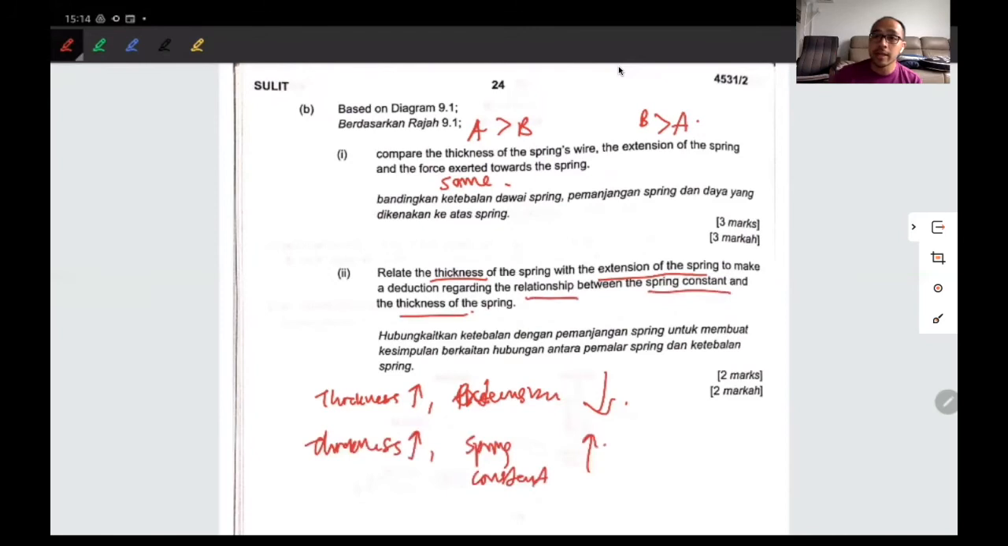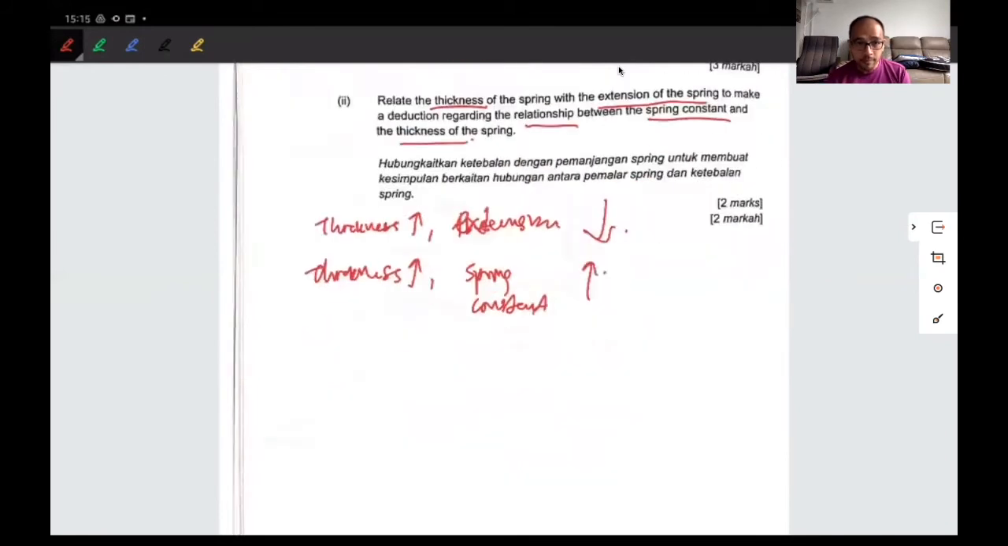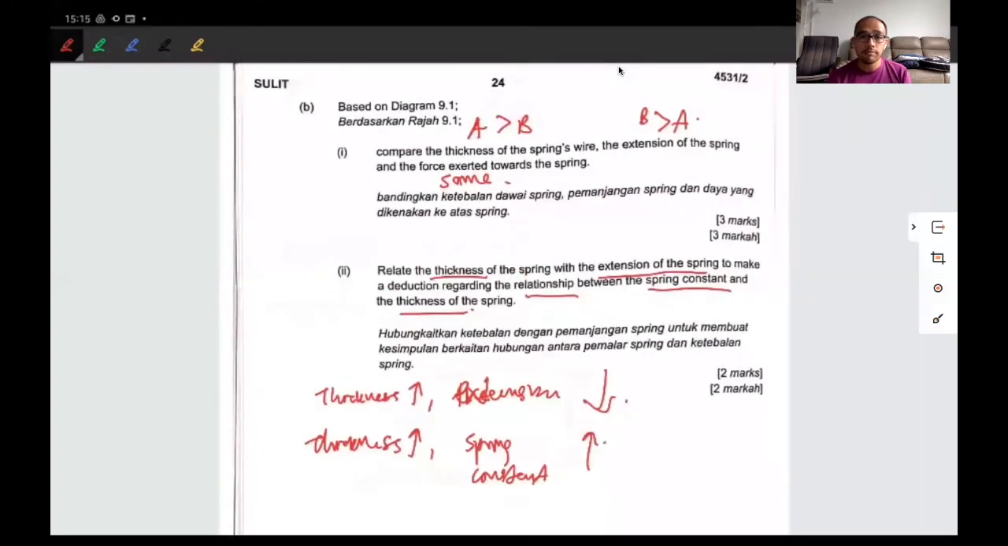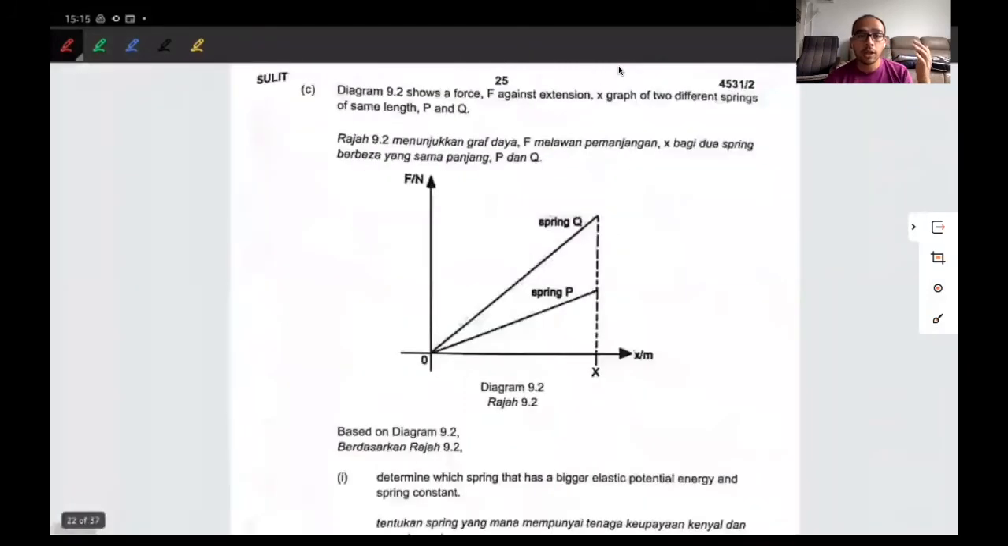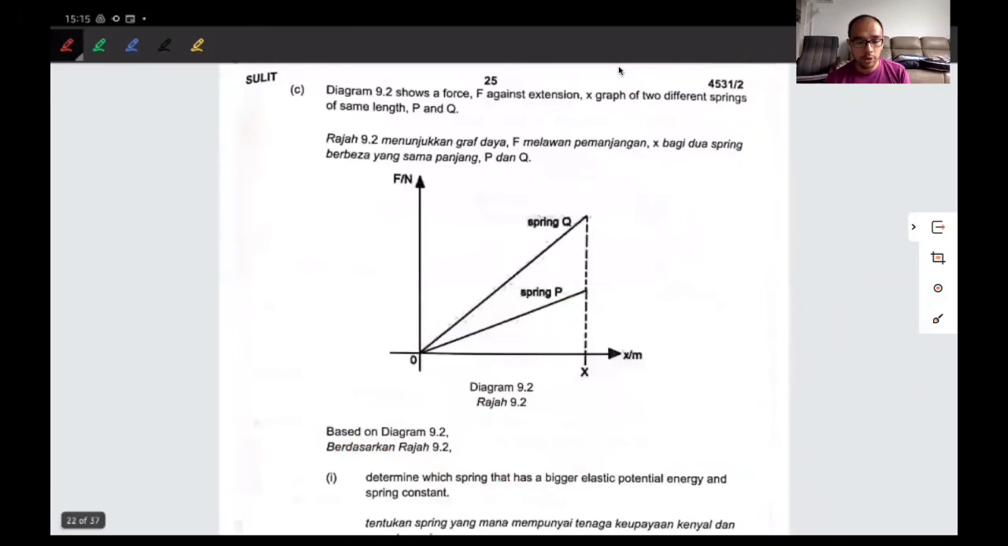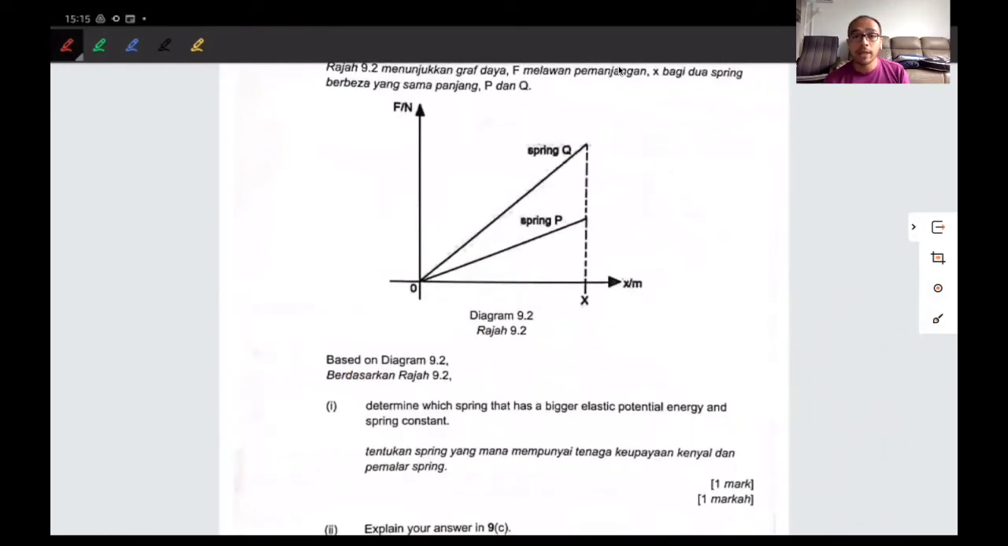Sorry, I'm just giving the lazy answers because I really want to go into the experiment question soon. And I realized that I only have 45 minutes left. Okay, so this is a very straightforward compare and relate question lah. Okay, so kalau kamu sudah banyak buat latihan, should be no problem. Okay, diagram 9.2 shows a force F against extension x graph of 2 different springs. Okay, same length P and Q, but look at this one. So determine which spring has the bigger elastic potential energy and spring constant.